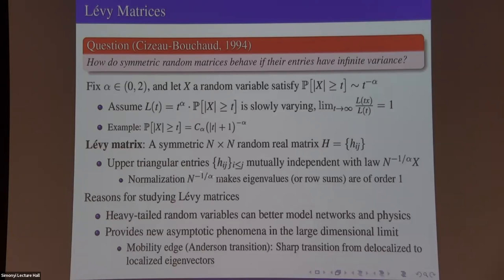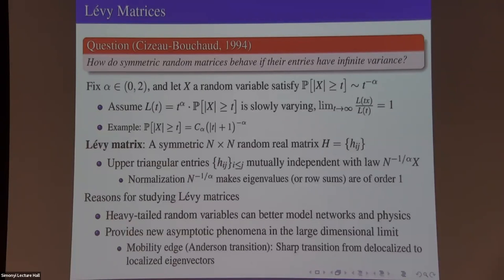Okay. And this normalization N to the minus one over alpha, if alpha is two, then I'm in the Wigner case where I have finite variance. This normalization minus one over alpha is made in order to make all the eigenvalues of order one. So under this normalization, most of the eigenvalues will be of order one.